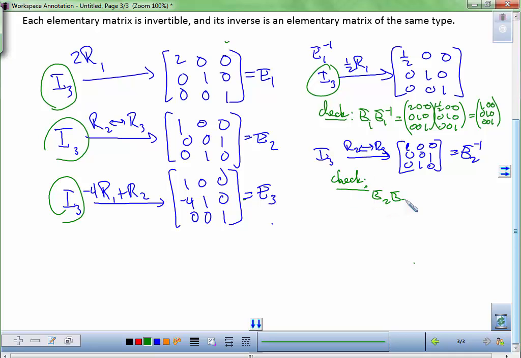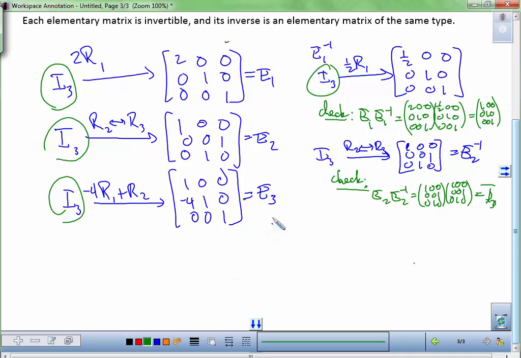E2 multiplied with E2 inverse. By the way, we should be checking both orders, A times A inverse and A inverse times A, but we'll just say it's correct. 1, 0, 0, 0, 0, 1, 0, 1, 0. And if you multiply this with the same thing, you're going to get the identity matrix again. Okay?